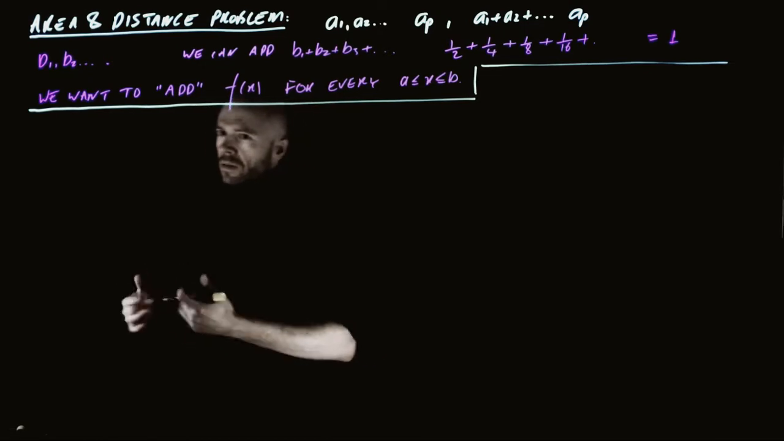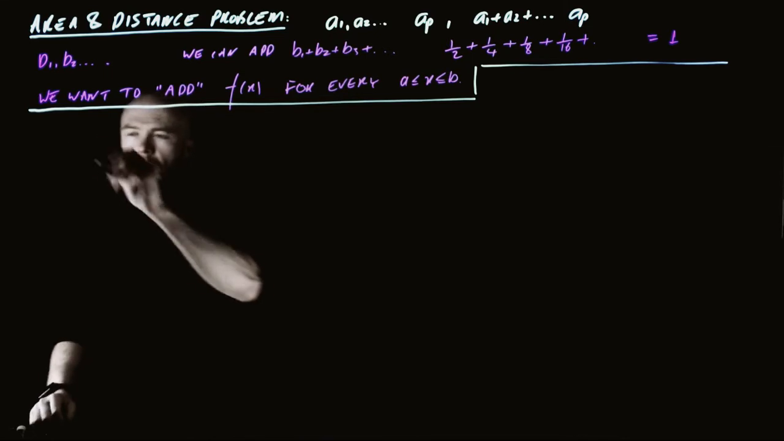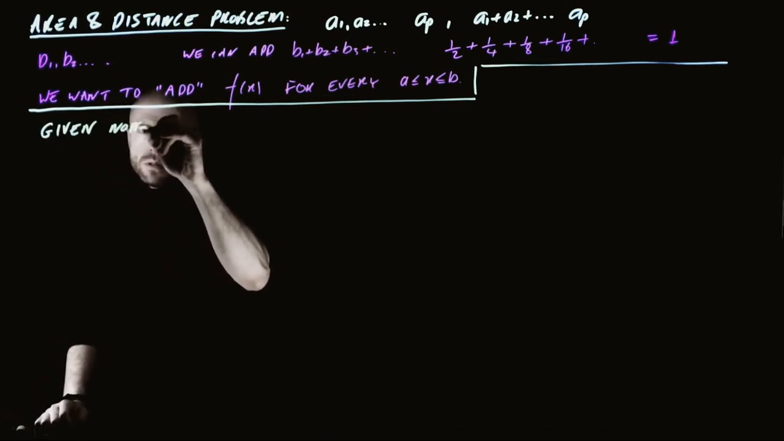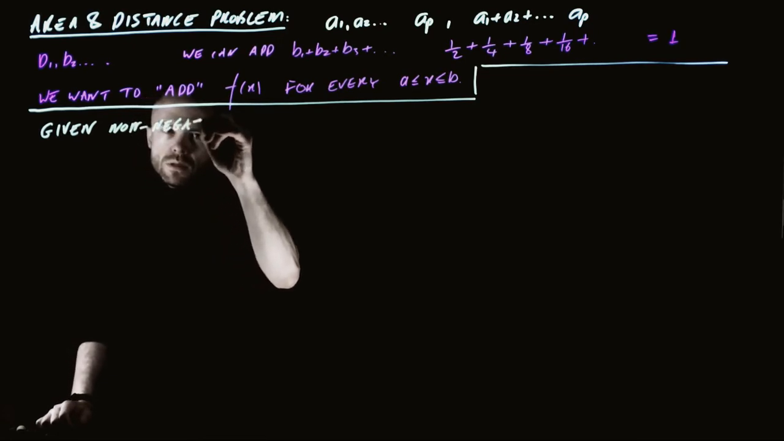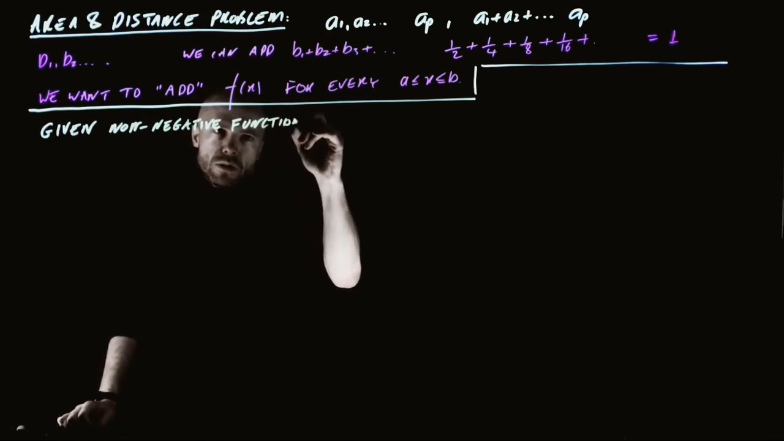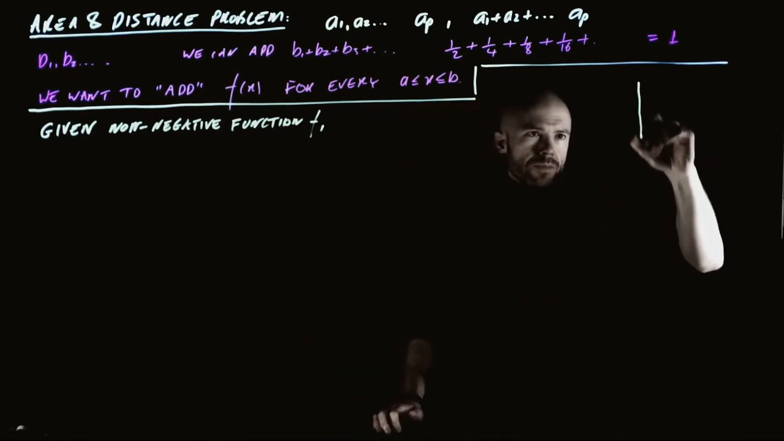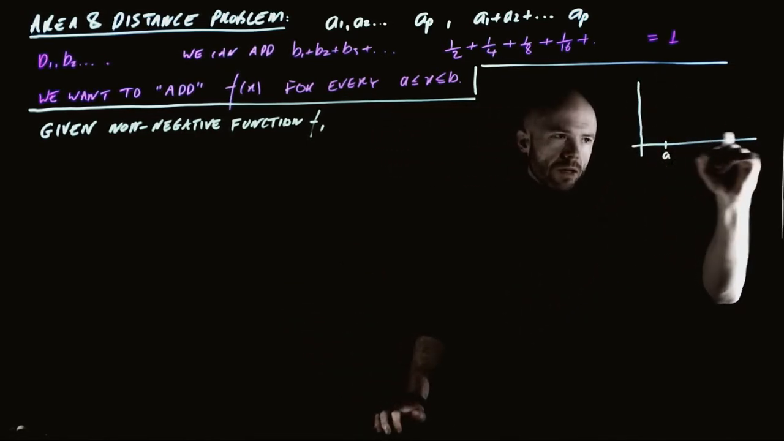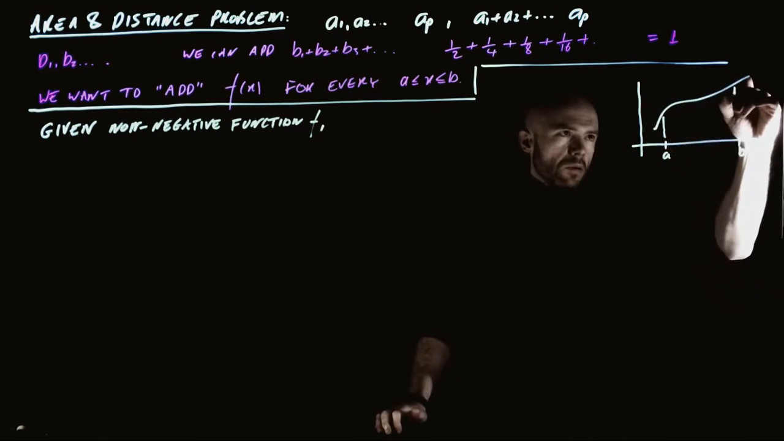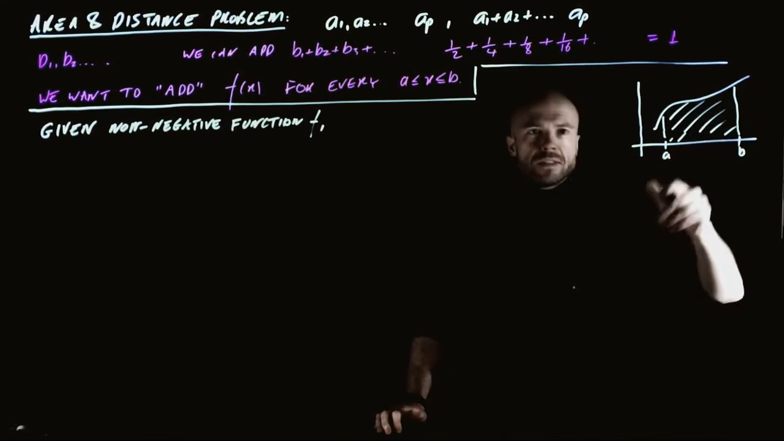Now let's talk about something that seems quite different, but is actually the same thing, as we'll learn going forward. So given a non-negative function f, we want to find the area underneath the graph of f. So let's draw a picture. So suppose we are here from A to B. This is the graph of f. We want to find this area here. Everything above the x-axis underneath the graph.